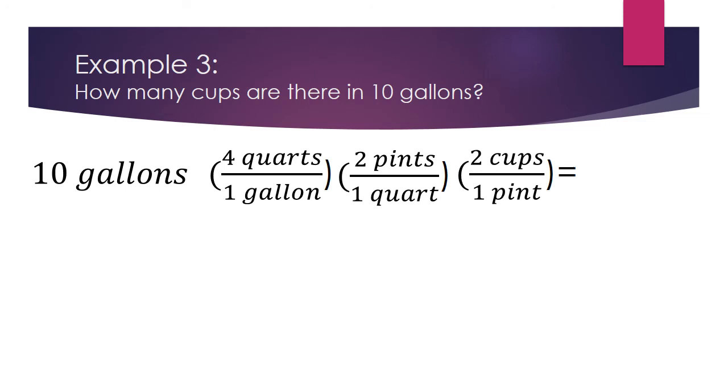Now let's take a look at this analysis. We have gallon cancel with gallon, and then quart cancels with quart, and pint cancels with pint. So all I need to do is to multiply the numbers that I have here. So I'm going to end up with 10 times 4 times 2 times 2, which is 160. And the only unit that I have in this setup is cups, which is exactly what I need to answer this question.